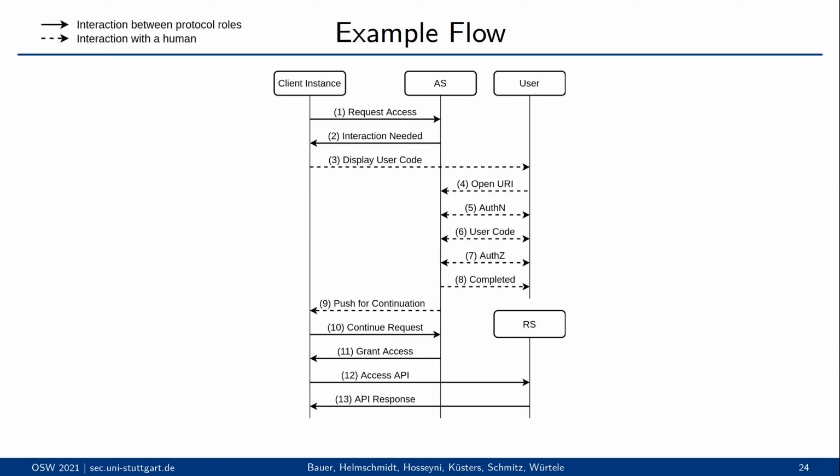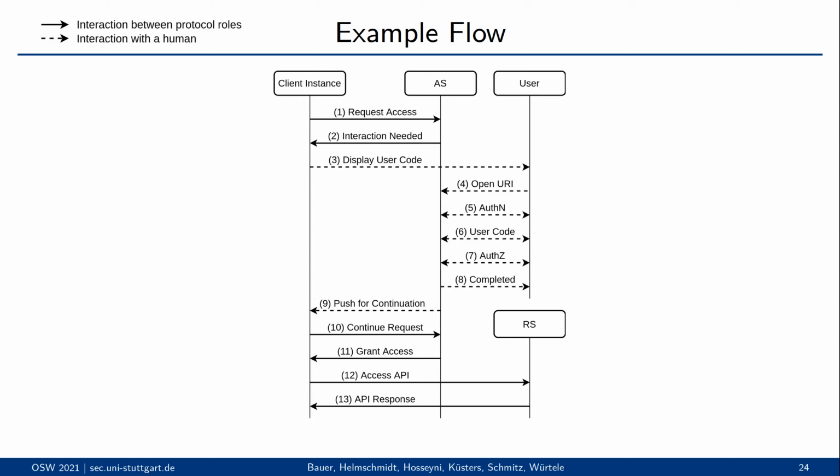The user can then authorize the request, and after that, the authorization server will send a post request to the client instance, informing it that the interaction with the user has completed and that it can now continue its request. After the client instance continued its request, the authorization server grants access to the client instance by issuing an access token. With this access token, the client instance can then access the API of the resource server.